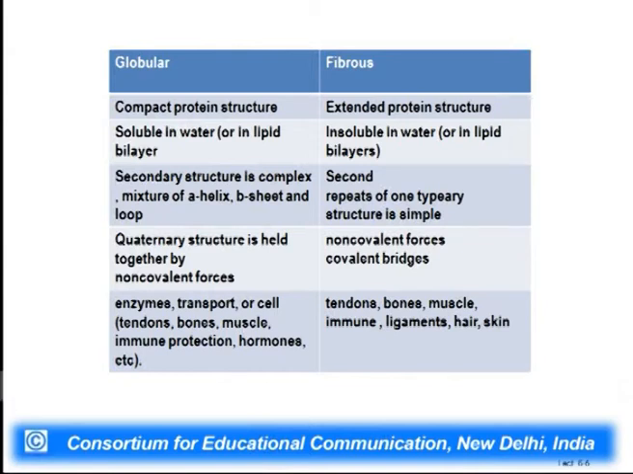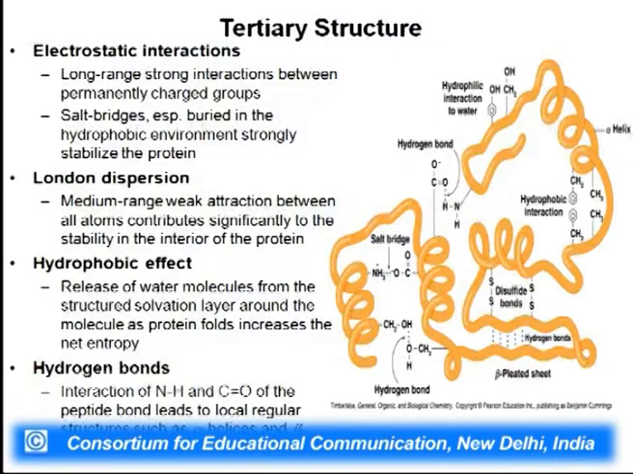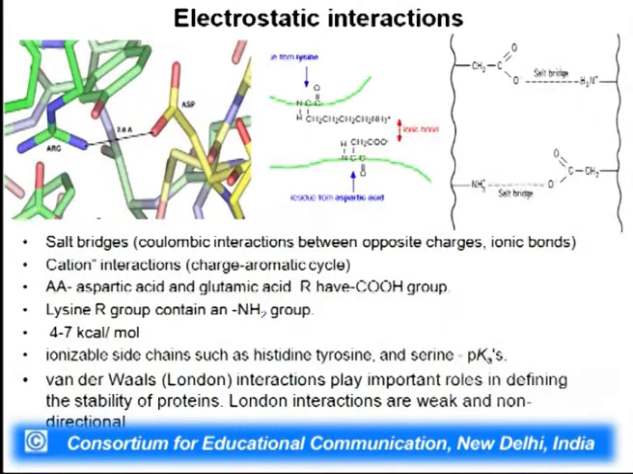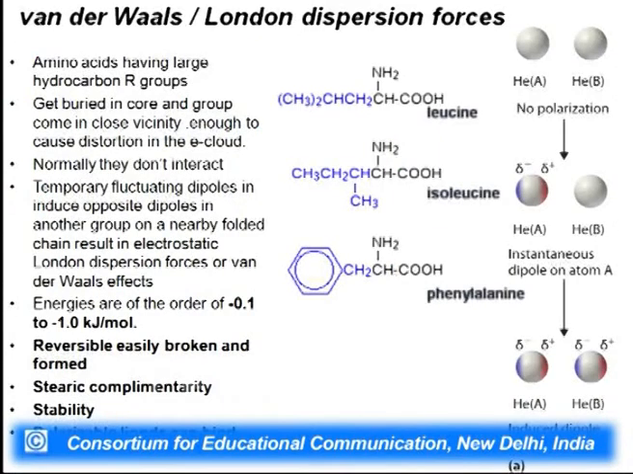But let us first study the general aspects of tertiary structure. We have studied the electrostatic interactions in the last lecture, and we were talking about van der Waals and London dispersion forces. Van der Waals and London dispersion forces, as you can see from the example stated here, they all look like non-polar aliphatic groups except for phenylalanine.